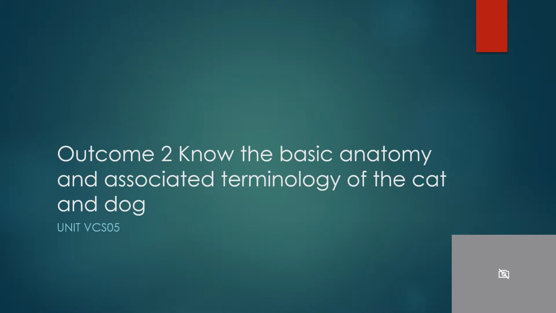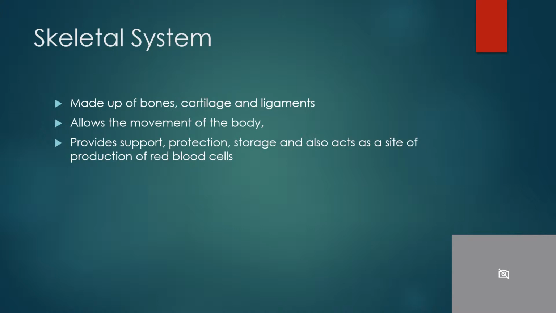Learning outcome 2, the skeletal system. The skeletal system is made up of bones, cartilage and ligaments. It allows the movement of the body. It provides support, protection, storage and also acts as a site of production of red blood cells.